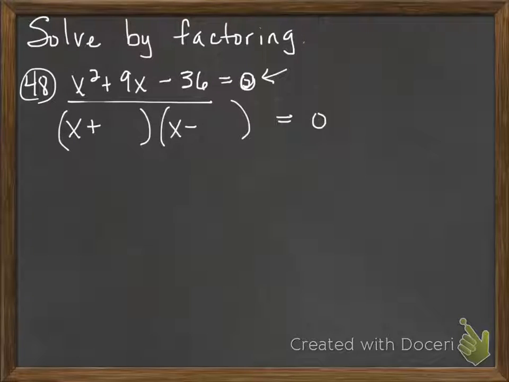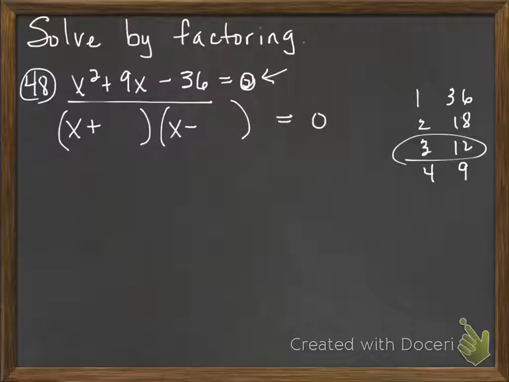So it could be 1 and 36, it could be 2 and 18, it could be 3 and 12, or it could be 4 and 9. And since one of my numbers is going to be positive and the other one is going to be negative, I'm looking for something that's going to actually subtract to be that middle term of 9. So that's going to be 3 and 12, because 12 minus 3 is 9. I have to get a positive 9, so that means my 12 needs to be positive and my 3 needs to be negative.